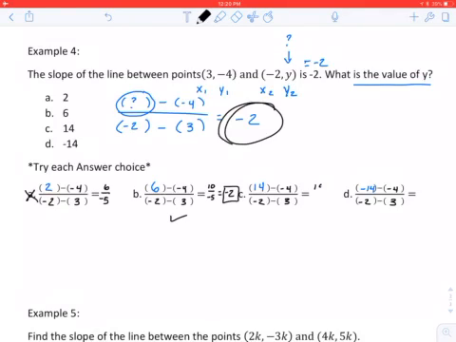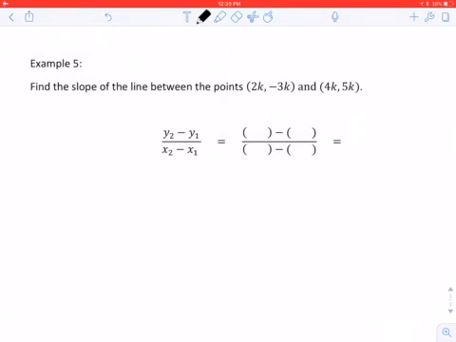Answer choice C, we get 18 over -5. That's not what we need, so it can't be C. Answer choice D, that ends up being -10 over -5, which is a +2. So that's really close, but again, we needed a -2, not a +2. So answer choice B was the only one when we plugged in 6 that gave us a -2 for our slope. So answer choice B it is.